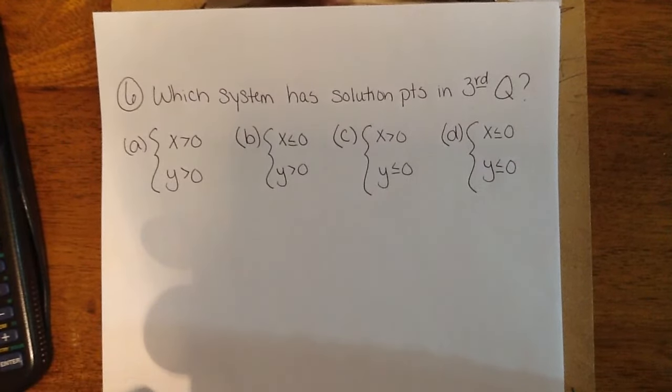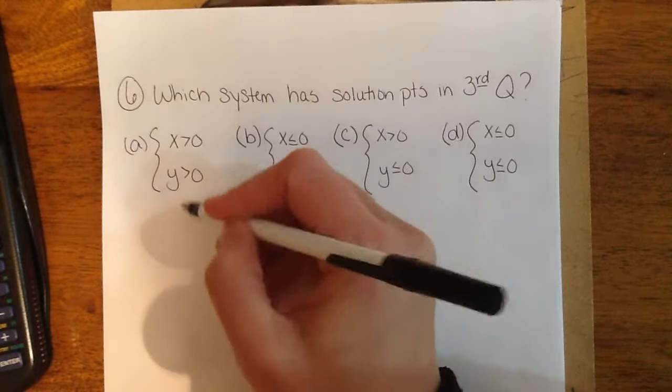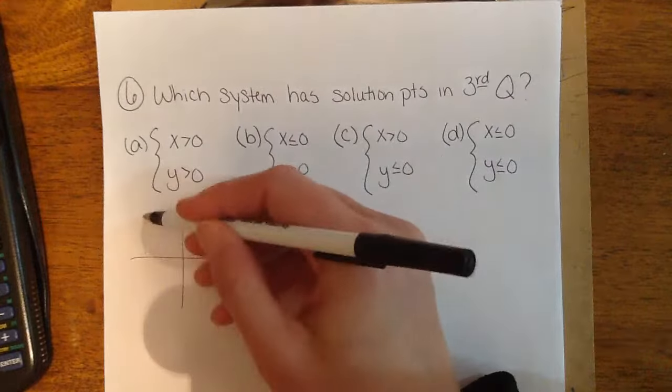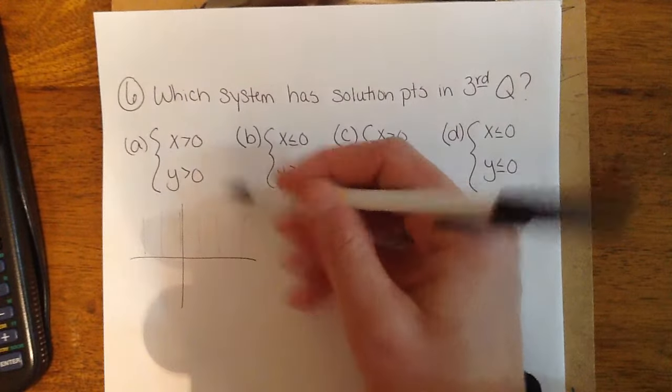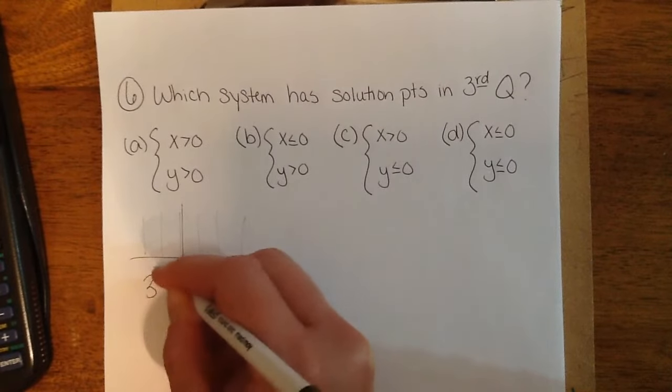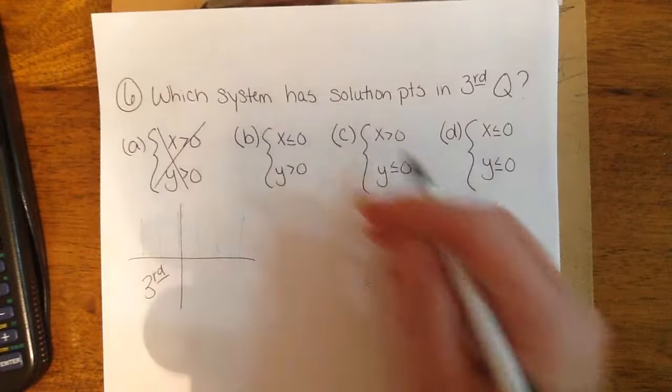All right, number 6, it says, which system has the solution points in the third quadrant? Again, I tried to paraphrase a little. Well, if you just think about each one of these, if x is greater than 0, that's going up, which right there, this is the third quadrant. Okay, so this is the third one. So it can't be choice A.